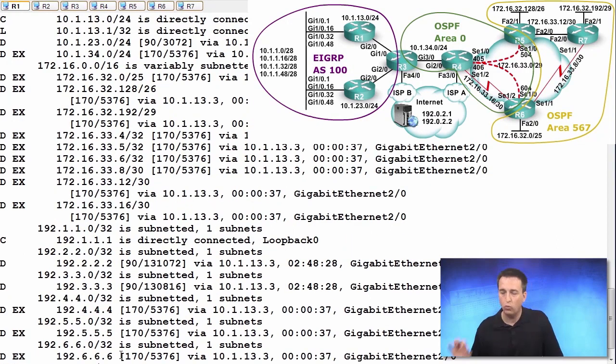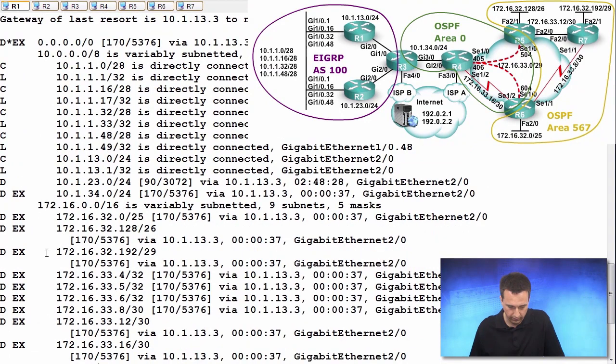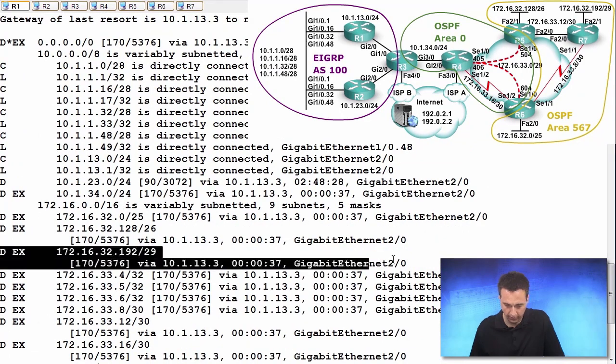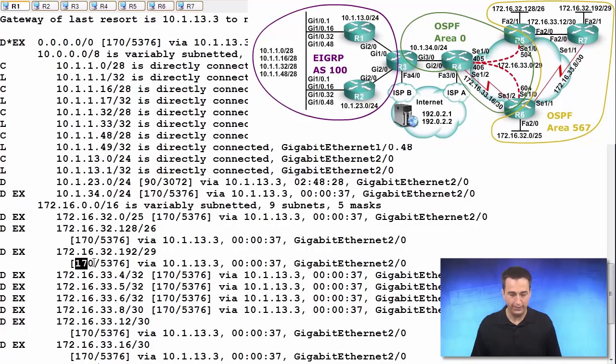Let's focus on just the 172.16.32.192/29 network. Where is it? There it is. So as you can see, we've learned about it. It's an external route. It's learned through the redistribution process. Since it's an external route, it has an administrative distance of 170. Based on those metric values we introduced at the redistribution point, this is the metric.